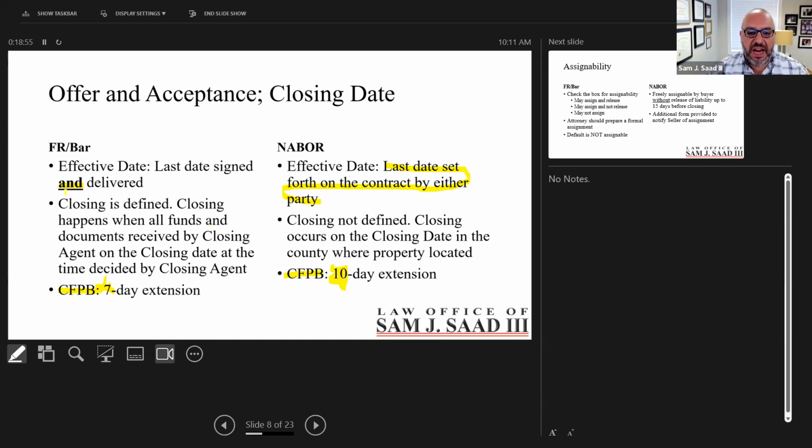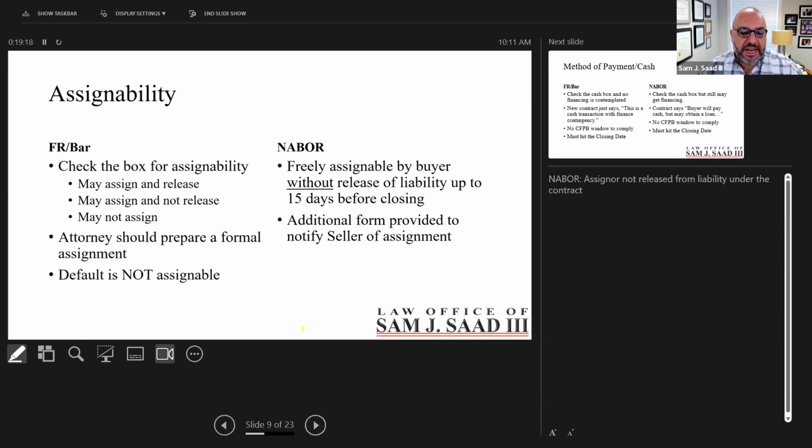It's not business days except for delivery of association documents for condominiums. That's 3 business days to terminate after receipt of the condo docs, or in a homeowners association, receipt of the homeowner association disclosure. Everything else is calendar days. So the next big difference in the contracts is the assignability.